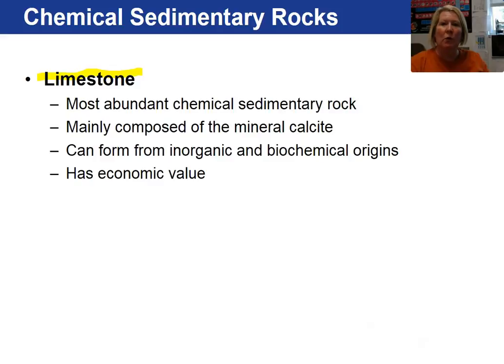Let's start with the chemical sedimentary rock limestone. It is the most abundant chemical sedimentary rock, composed of calcium carbonate, usually calcite, and can form either by inorganic or biochemical processes. Limestone has economic value. It is used as crushed stone in the construction industry, for example.